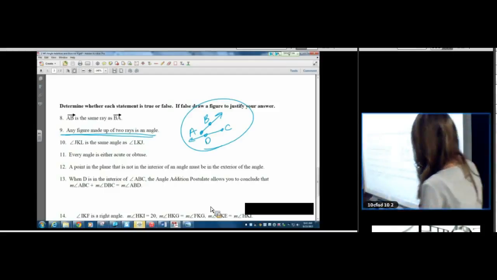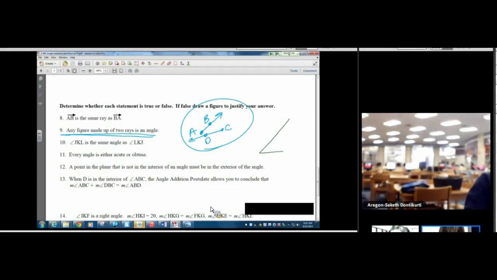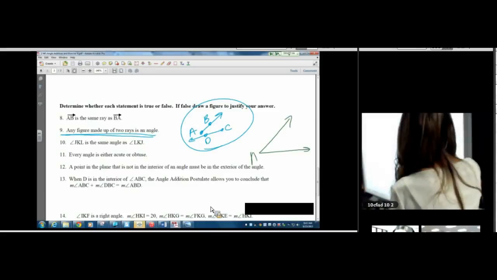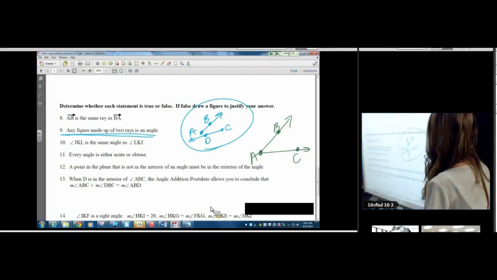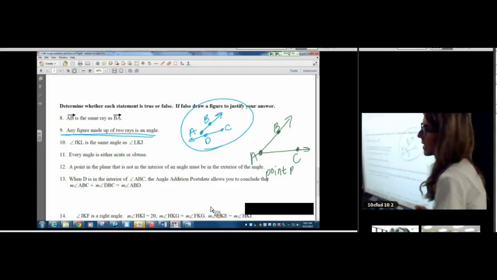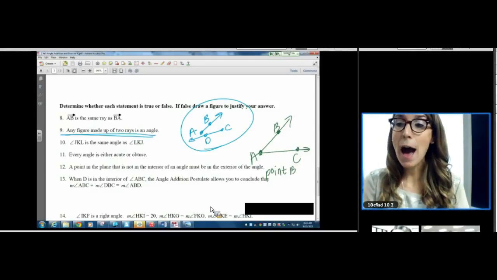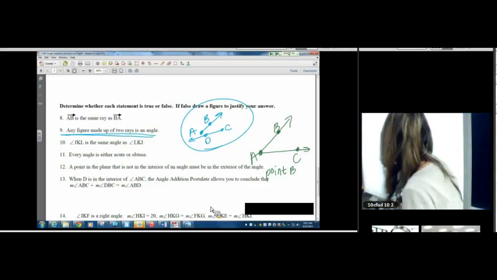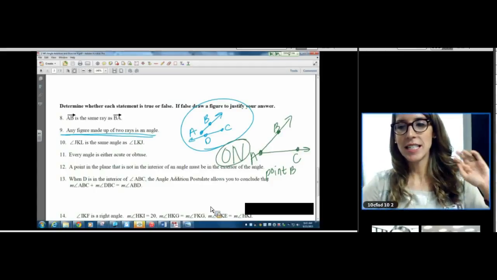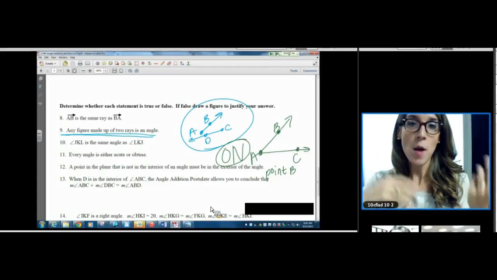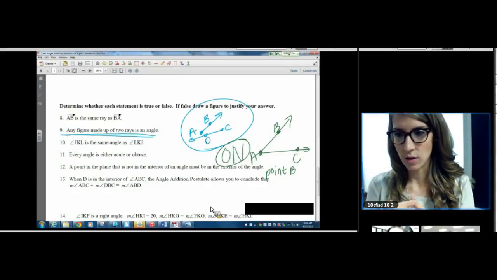Okay, so number 12. A point in the plane that is not in the interior of the angle must be in the exterior. So let's talk about point B in my picture. Is point B inside my angle? No. Is point B outside my angle? No. It is on my angle. So this is saying if it's not inside, then it's outside. But we're saying no, it could be inside, it could be outside, or it could be on the angle. So it's false.